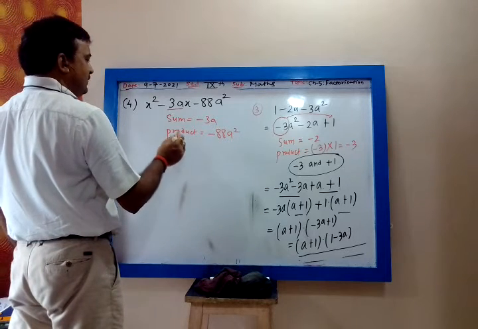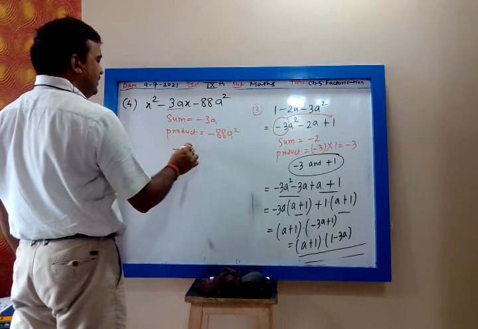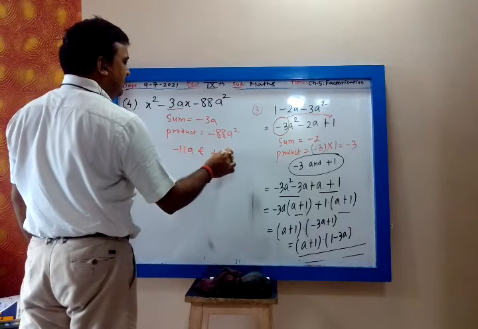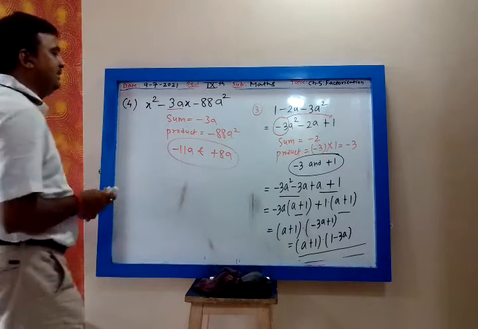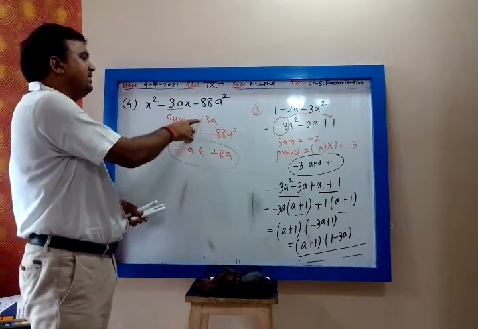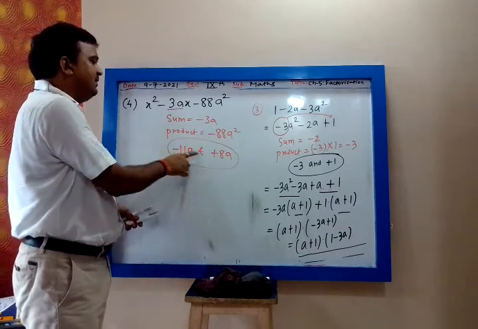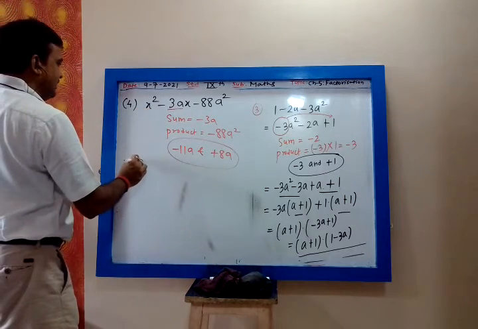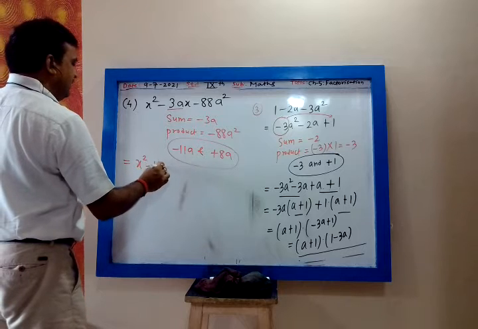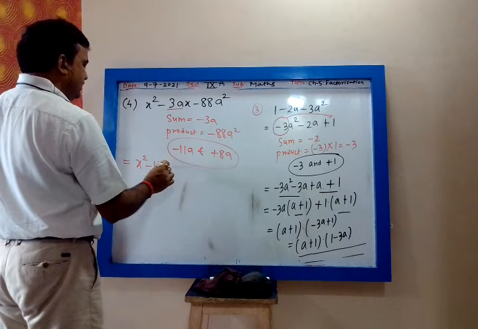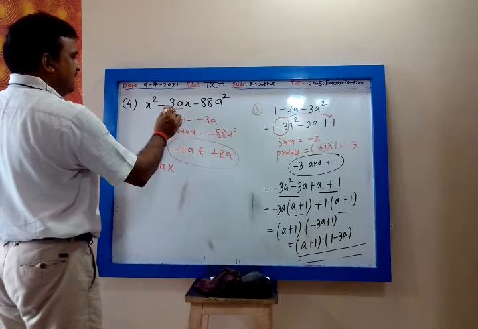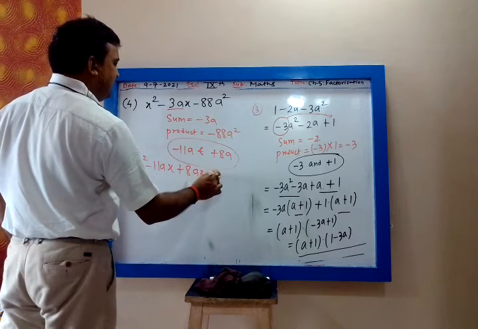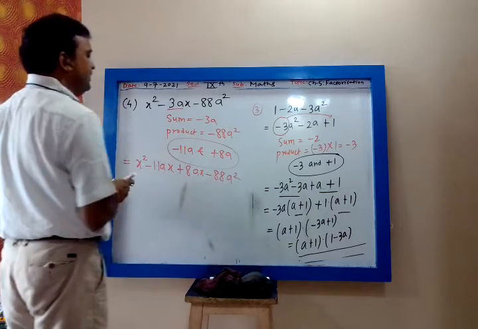So what are the two numbers? You can take minus 11a and you can take plus 8a. Minus 11a and plus 8a. When you add, you get minus 3a. When you multiply minus 11 into 8, minus 88, a into a is a square. So the middle term is split. That is x square minus 11ax plus 8ax minus 88a square. That x should also be written.